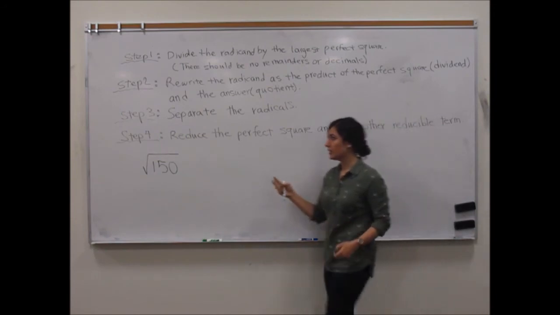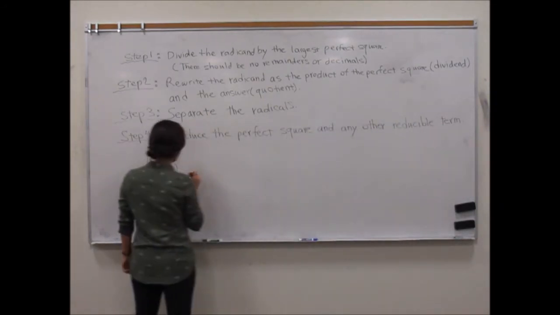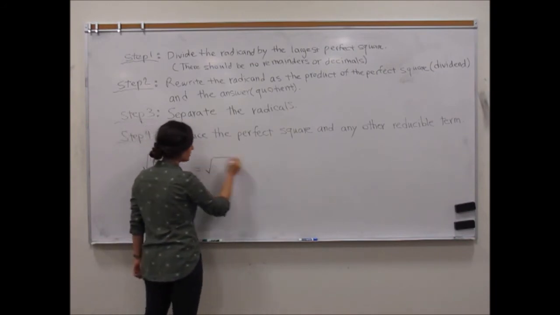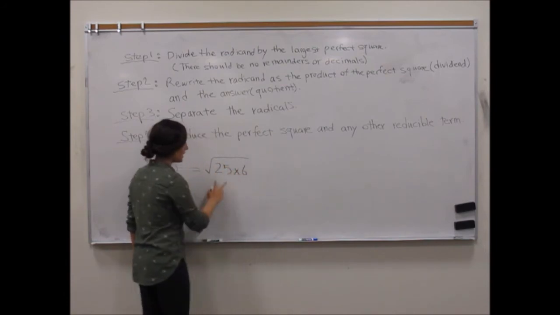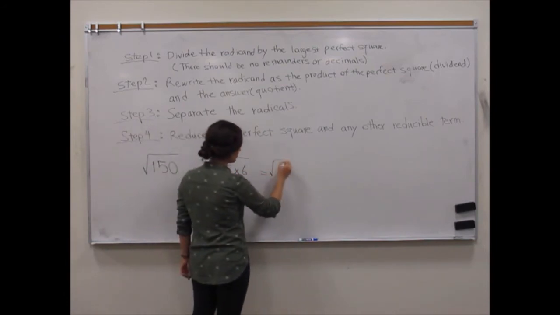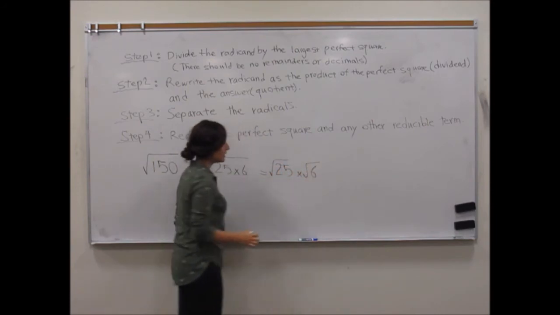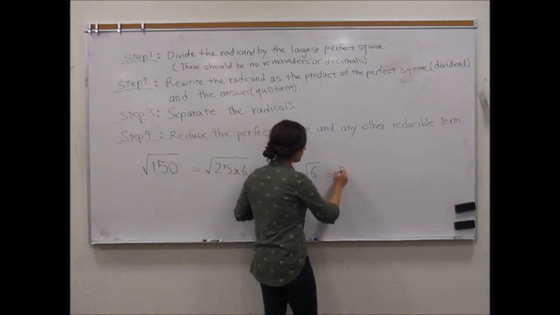Okay, the largest perfect square that 150 is divisible by is 25. And when I divide 150 by 25, I get 6. So I'm going to rewrite the radicand as 25 times 6. And then I'm going to break down the radical into 2 separate radicals. That would be rad 25 times rad 6. And then rad 25 is a perfect square, which is 5. And then that would be 5 rad 6.